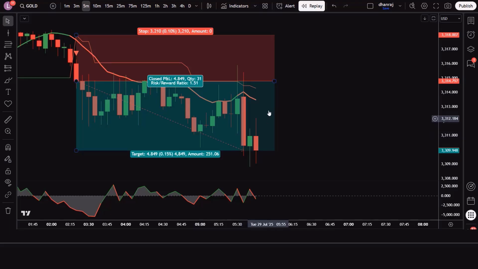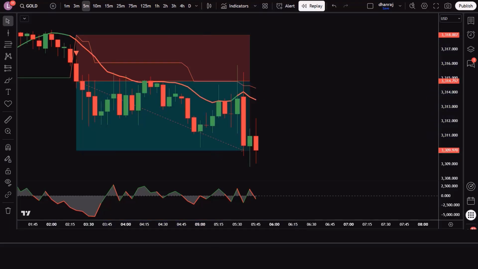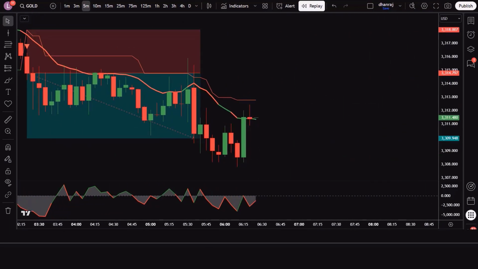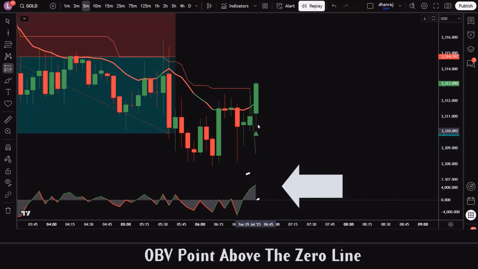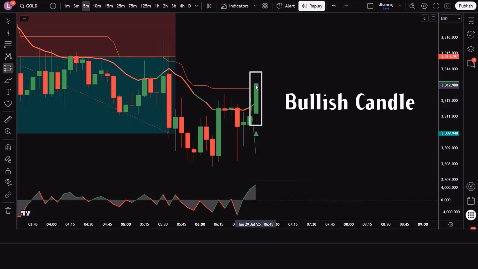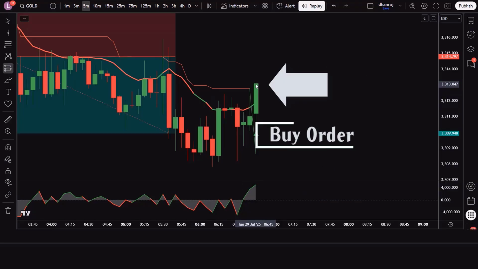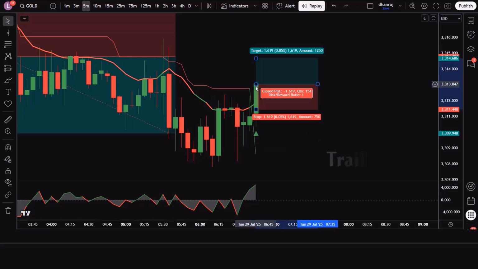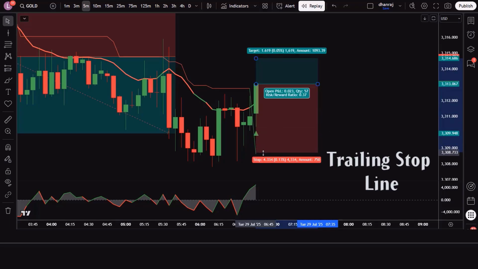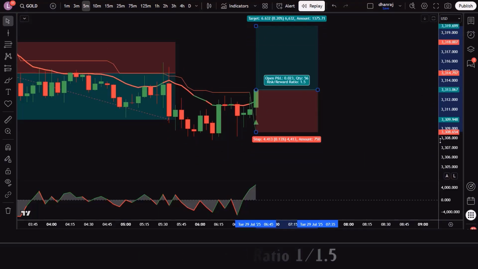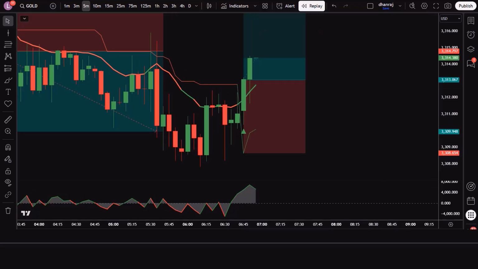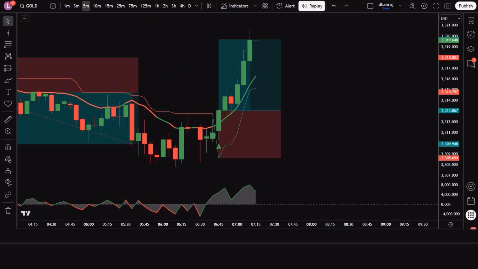I hope you must have understood this trading strategy. Let us now understand the long position. When the ADX combined strategy indicator gives us a buy signal, the OBV oscillator indicator should show the OBV point above the zero line, and the market forms a bullish candle. If this condition is fulfilled, then we will place a buy order. Our stop loss is to be placed at the trailing stop line, and the risk to reward ratio will be 1:1.5. The market has completely hit the target.